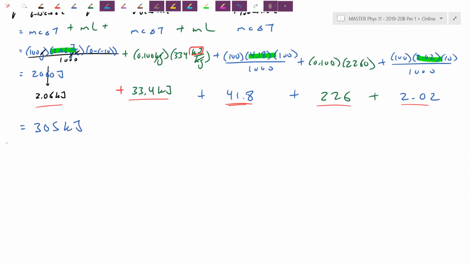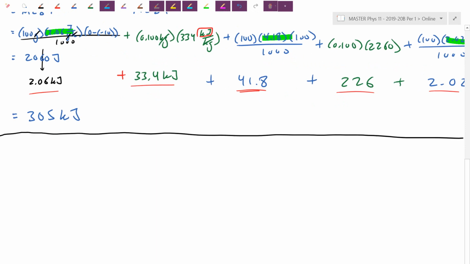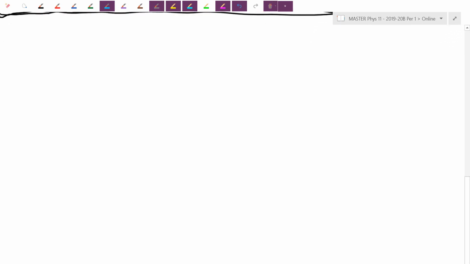Again, I want to remind you energy is a scalar, so that's why I didn't need to worry about components or breaking up x and y. I can just add up this heat, this heat, this heat, this heat, and you can just add them all together. To finish off this section on heat energy and the energy chapter, we're going to go through a little bit of theory.